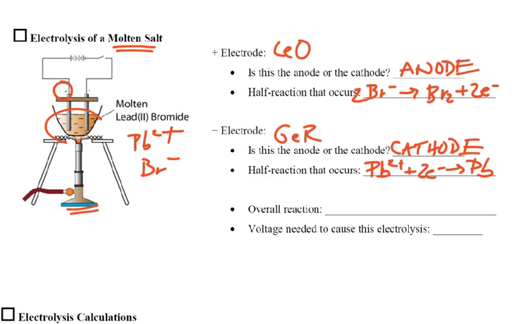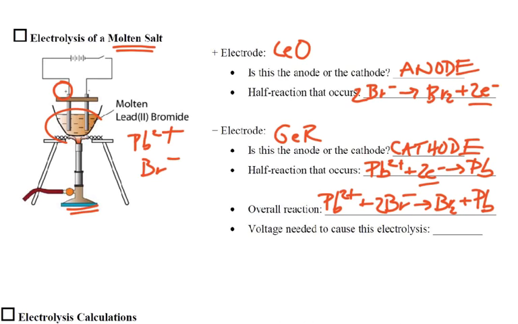Okay, what's our overall reaction? Well, 2 electrons, 2 electrons. We put these together, they cancel out. So we're going to have Pb2+ plus 2 Br- turns into Br2, and that's a liquid, and Pb metal, that's a solid.